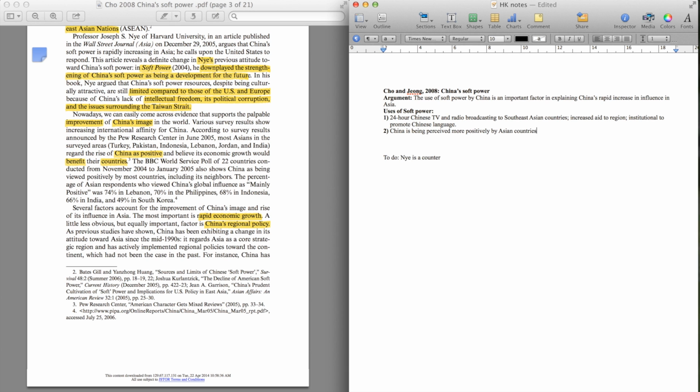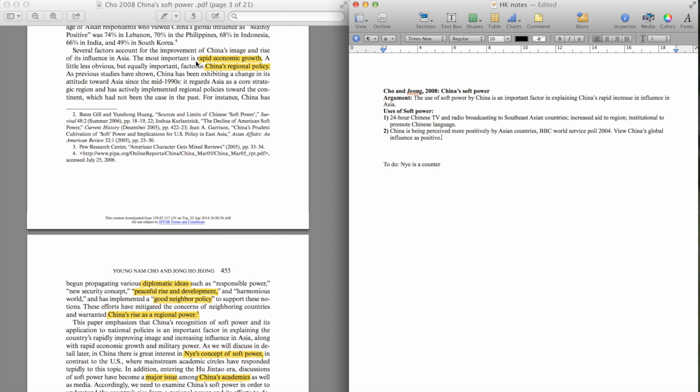And this is as of the BBC World Service poll, 2004. View China's global influence as positive.